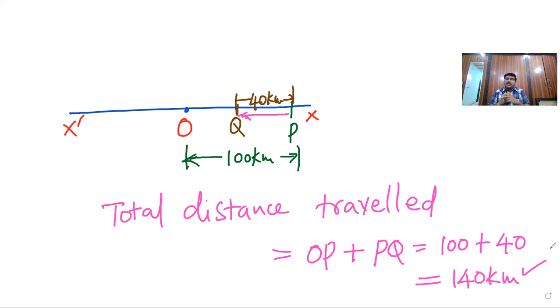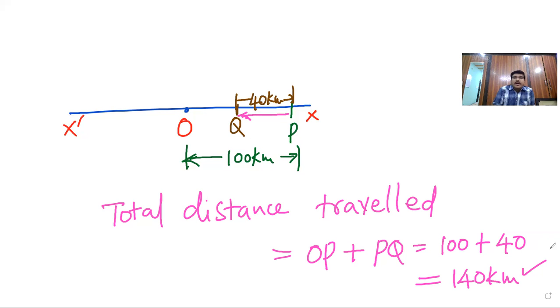Distance is a scalar quantity, no direction. Hence, when it is traveling from O to P, 100 kilometers, in this direction, and again from P to Q in the reverse direction, don't take it as negative. Why? Because there is no direction for distance. So everything is positive, that is the 100 plus. Only addition you have to add. Clear?